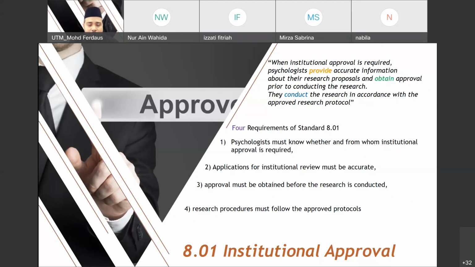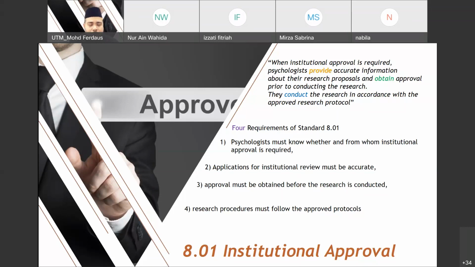Regardless of whether we are doing assignments, a real research project, or consultation, as long as we are psychologists and involve employees or members of an organization, we need to request institutional approval. There are 4 requirements of standard 8.1. The first one is that psychologists must know whether and from whom institutional approval is required.